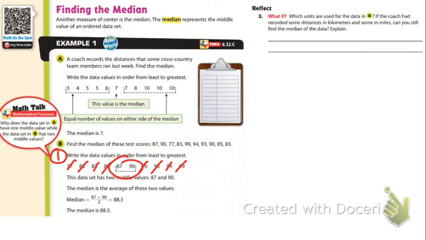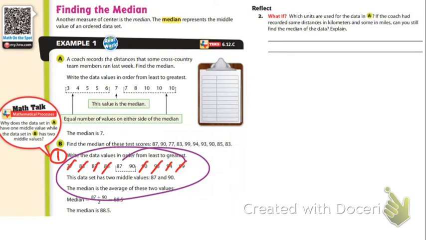So whenever that happens, ladies and gentlemen, whenever you have 2 data values in the middle of the data, you have to add both of them and divide by 2. You add both of them and you divide by 2. Which is kind of what they're explaining to you right here. This data set has 2 middle values, which are 87 and 90. The median is the average or the mean of the two values. So what they did right here, ladies and gentlemen, they did 87 plus 90 and then divided that by 2, and they were able to come up with 88 and 5/10, or 88.5. So the median of this set of data is 88 and 5/10, or 88.5.